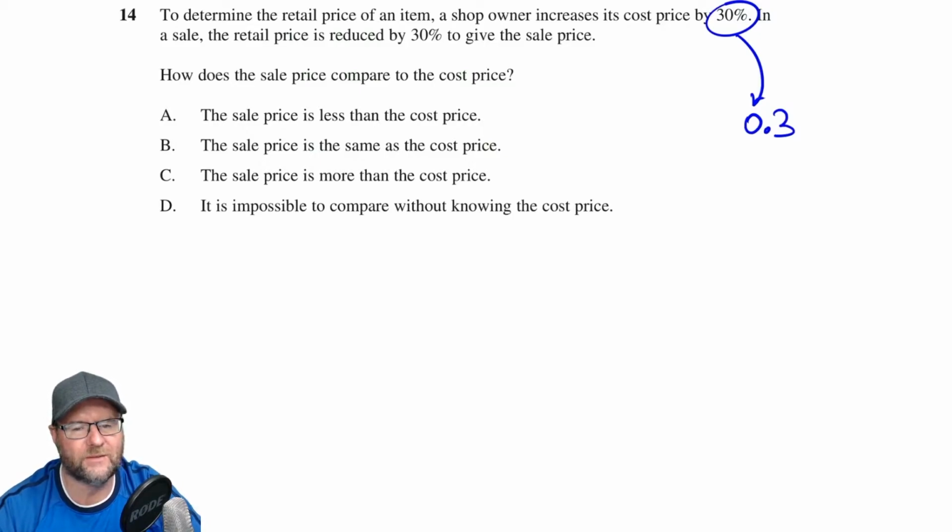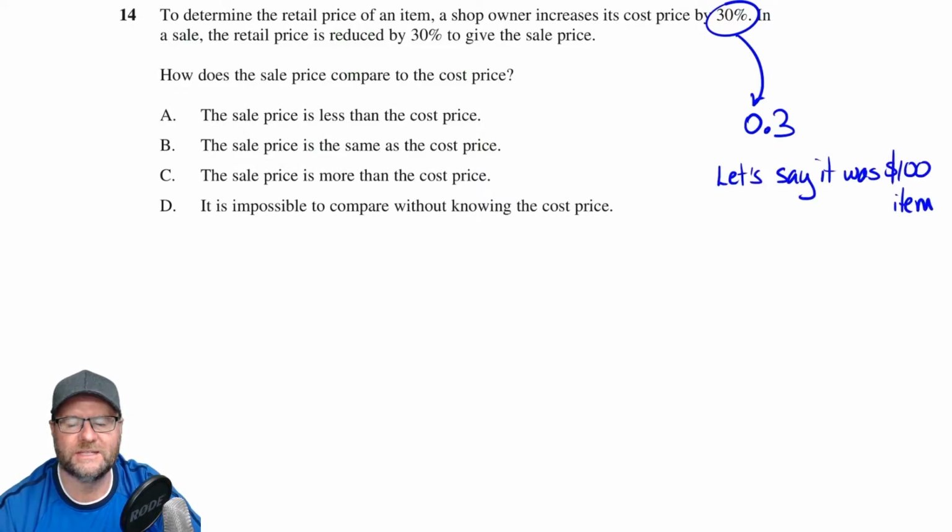Remember, 30% we can write as 0.3 as the decimal. If you weren't sure how to do that, do 30 divided by 100 in your calculator and you'll get 0.3. So we're always going to work with the decimal version of the percentage. Now I'm just going to pick a random price because we don't know the price of the item. So let's say it was 100. I'm giving it a dummy price to work with to see how it compares when I do the 30% up and then the 30% down. 100 is nice and easy to work with.